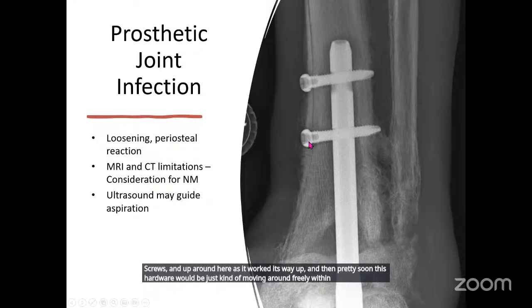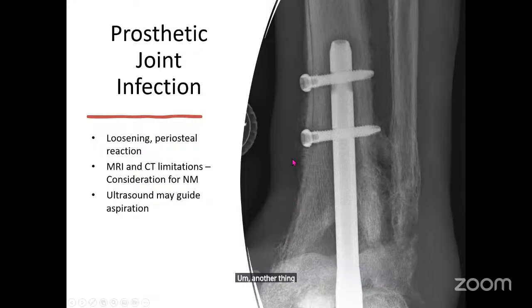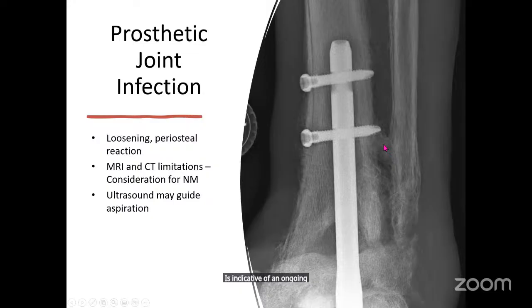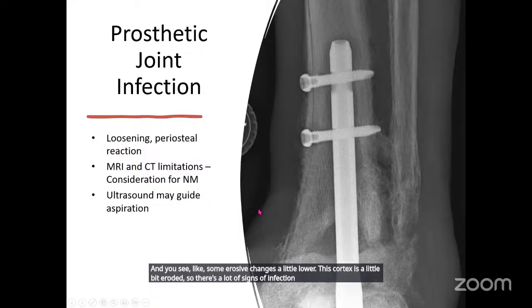Another thing is all this periosteal reaction, especially this kind of feathery periosteal reaction, is indicative of an ongoing process, which in this case was infection. And you see some erosive changes a little lower. This cortex is a little bit eroded. So there are a lot of signs of infection here, including all the edema.